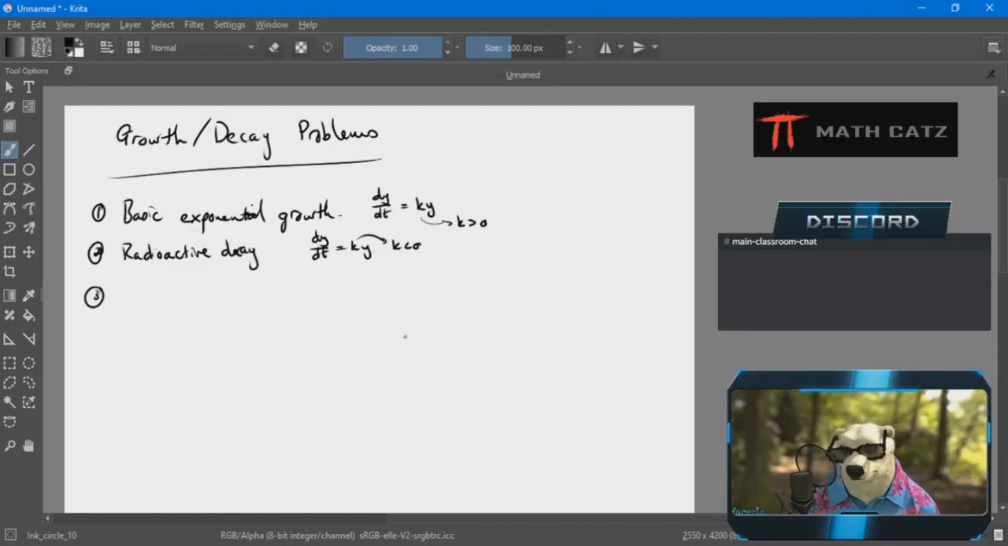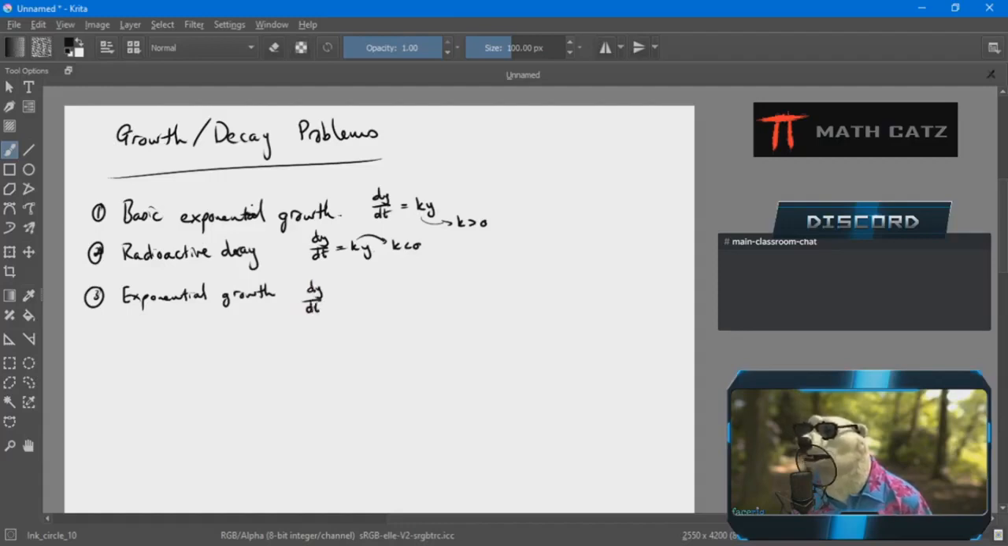Then we said, okay, well, let's look at exponential growth, but understand that there are space limitations involved. That if I put fruit flies in a jar, eventually they're going to run out of space. And that affects my growth rate.